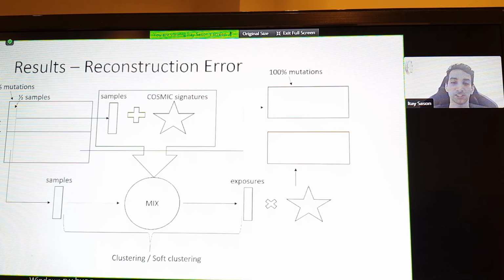We then compare this to the full mutation catalog to get the reconstruction error. This process should mimic a realistic setting where we have some trained MIX model on panel data, and we want to reconstruct the mutations of a new patient. For comparison, we simply use non-negative least squares along with COSMIC signatures to get the exposures, and from there the process is the same.